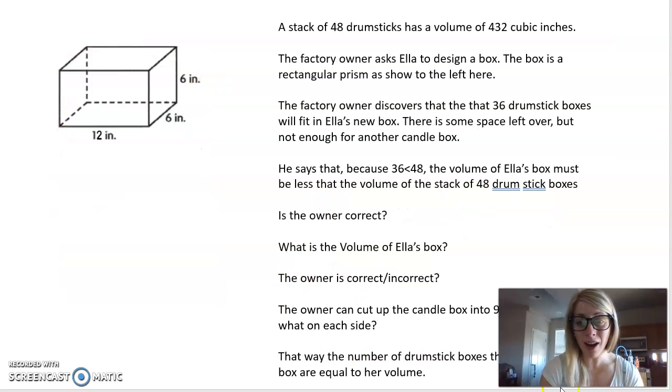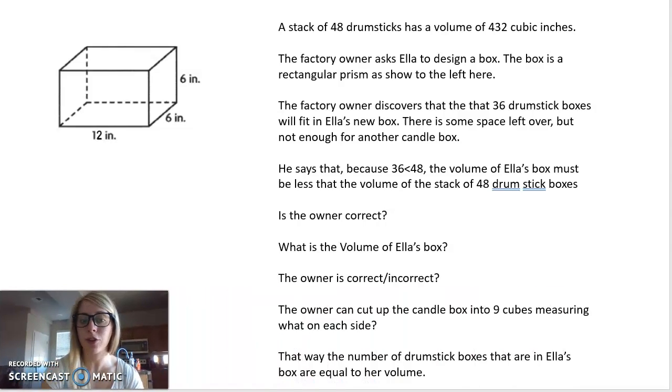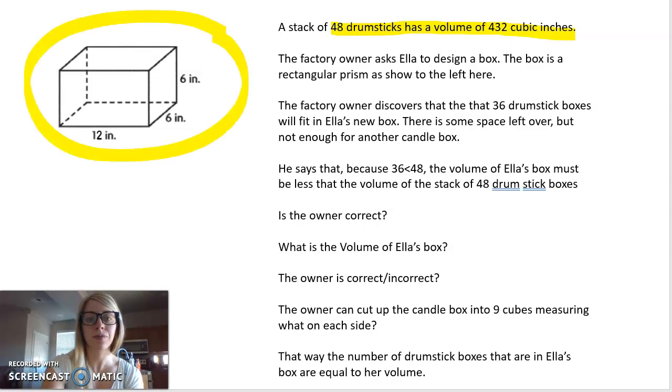The next part of the question, it has so many words, okay? So we have to really break this down piece by piece. So it says, a stack of 48 drumsticks this time has a volume of 432 cubic inches. So they gave us the measurements this time. The factory owner asks Ella to design a box. The box is a rectangular prism shown to the left here.